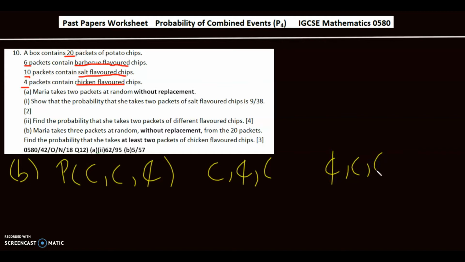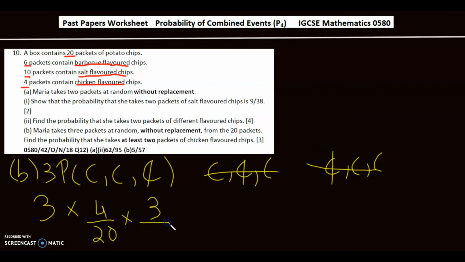So instead of finding all these 3 probabilities and then adding them, we can simply multiply this with 3 and not find these at all. So I'll do 3 times, what's the probability of getting chicken flavored chips? 4 upon 20. Again, chicken flavored chips, that's going to be 3 upon 18. Then not getting chicken flavored chips, how many not chicken flavors do we have? 10 plus 6, which is 16 upon 17 chips are left now. So this should give the answer 5 upon 57.